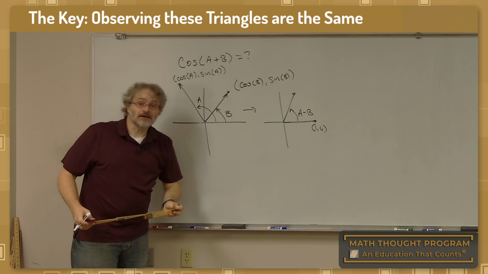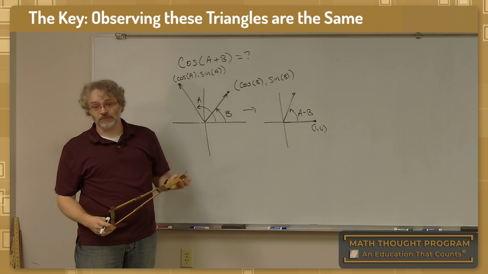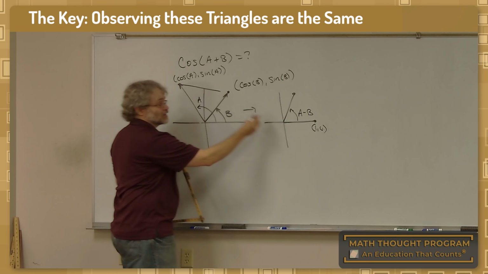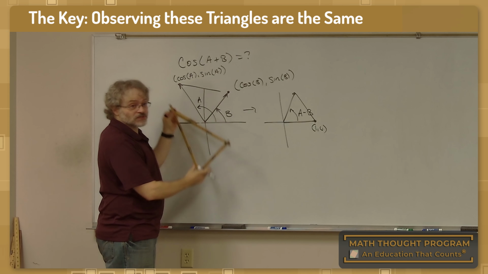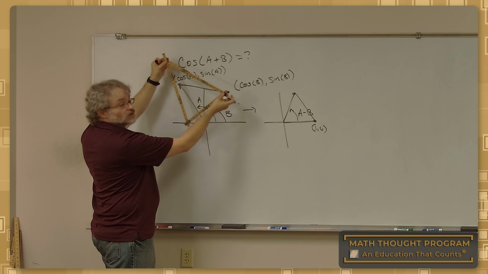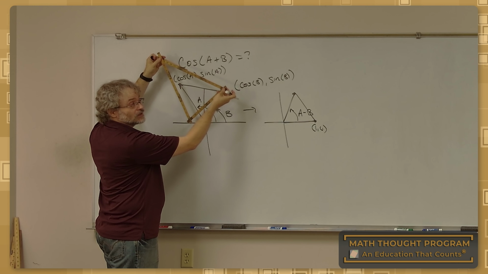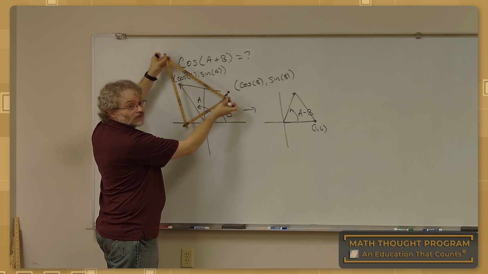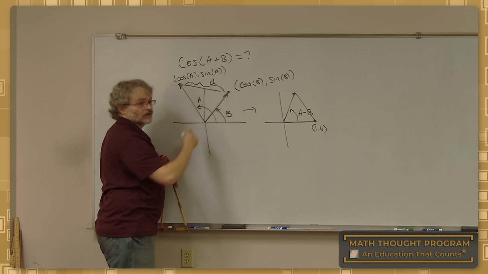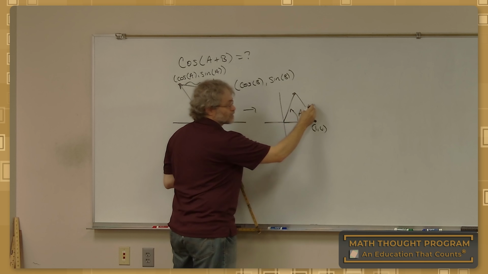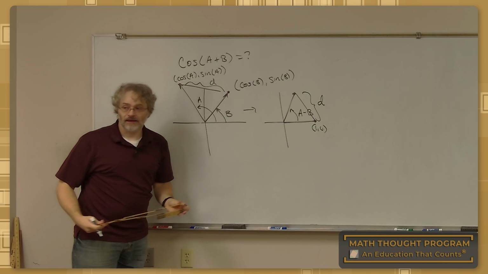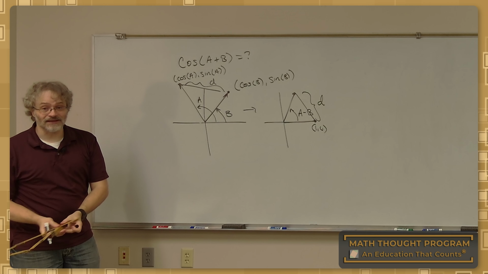The key in the problem is making this simple observation. It's the exact same triangle that I'm making. I'm just reorienting it. I'm taking it and rotating it. So what's the distance between here and here? This distance is the exact same distance that you would have right there. And that right there, that's the key in the problem.